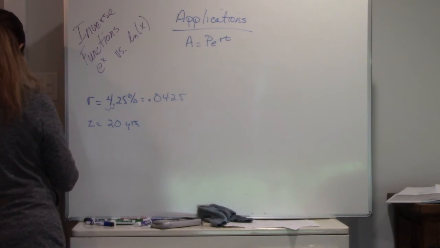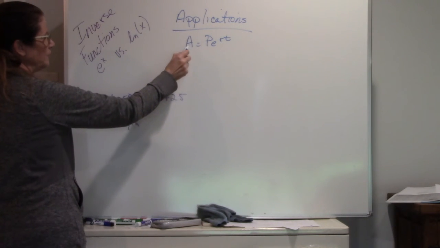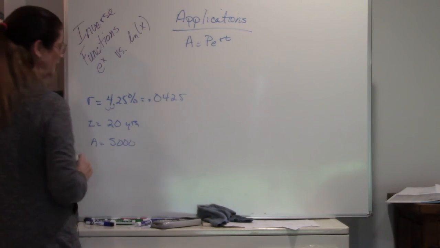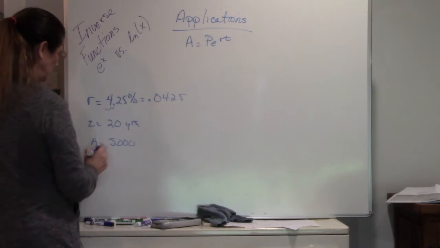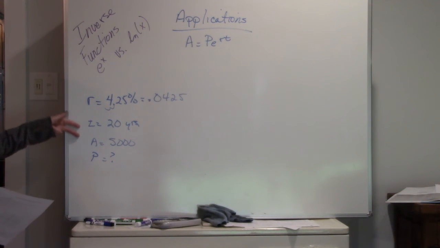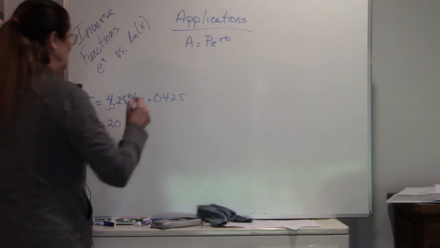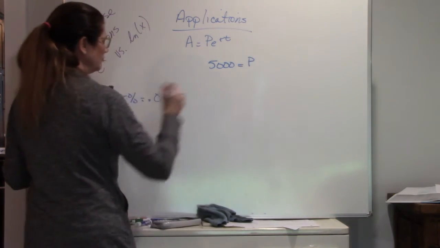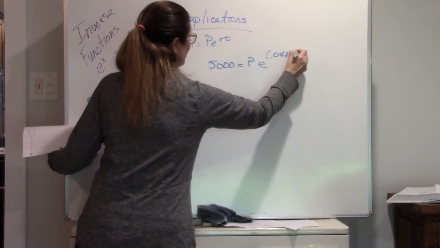If she wants the future value of the CD to be $5,000. Future value means that's the ending amount, so our A is going to be 5,000. How much does she need to initially deposit? What does she need to begin with? So we are looking for P. It's always a good idea to list what the parts are, because then it's very easy to plug into your formula. So 5,000 equals P, what we're looking for, times e raised to the 0.0425 times 20.